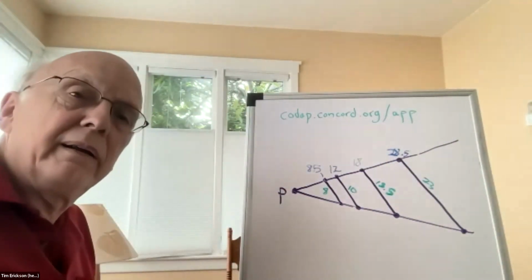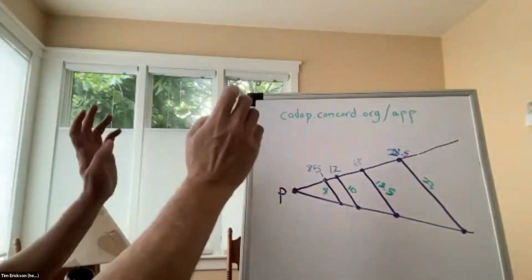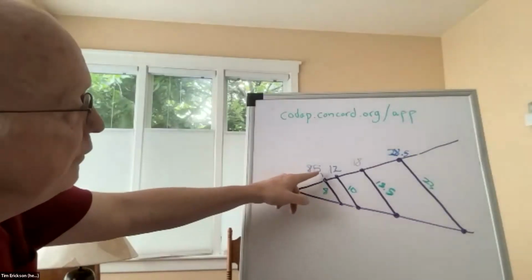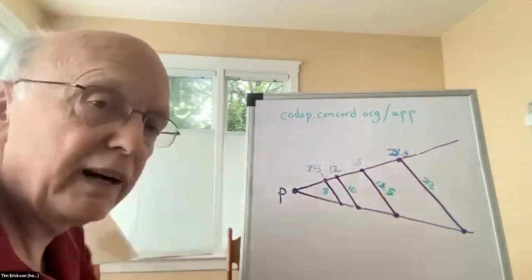So at this point, I have actually 4 ordered pairs. I have 8.5 and 8, 12 and 10, 18 and 13.5, 28.5 and 23.